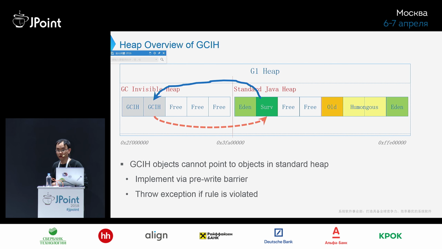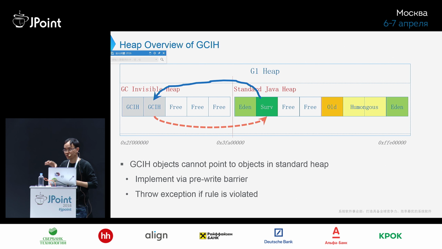Just to give you an example: you have an object A, which is located in GCH, and object A contains a reference to object B from the standard Java heap. The problem here is that object B might be moved by GC. As I have mentioned, we did no update to GCH. So when object B has been moved by GC, at this moment object A may contain an invalid reference to object B. That's a problem. So how do we resolve it?